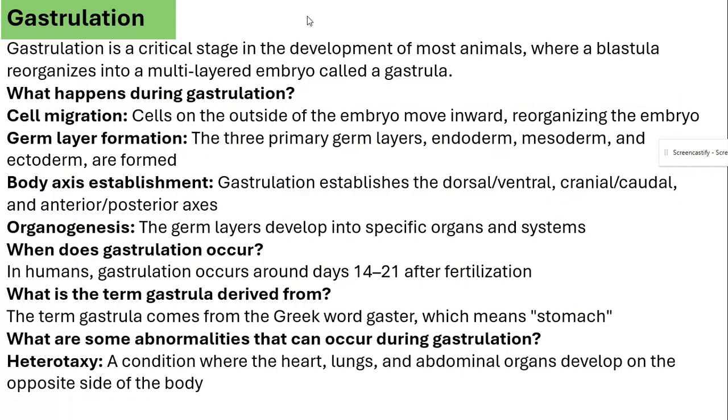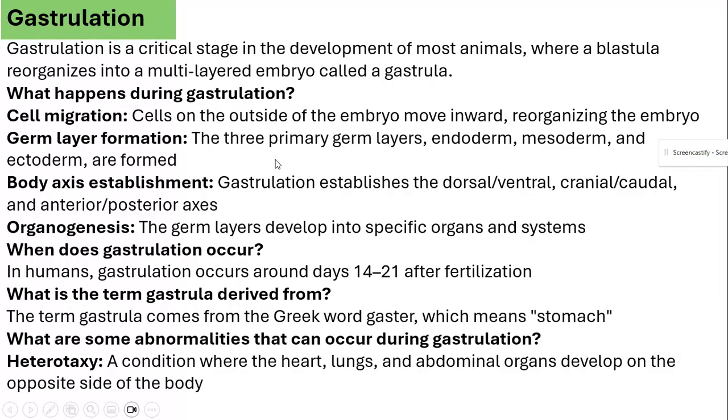Gastrulation is a critical stage in the development of most animals where a blastula reorganizes into a multi-layered embryo called a gastrula. The multi-layered embryo is a gastrula. So what happens during gastrulation? Cell migration. Cells on the outside of the embryo move inward and reorganize the embryo. From cells outside, they go inside.